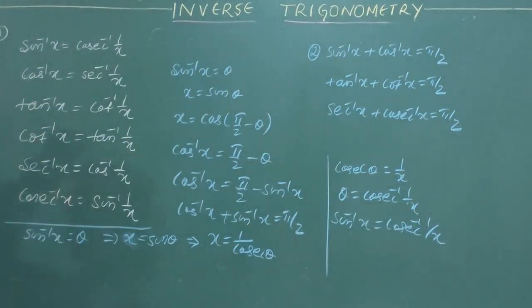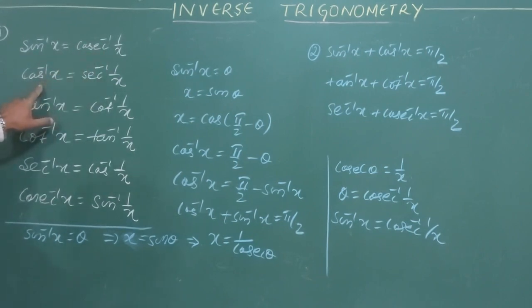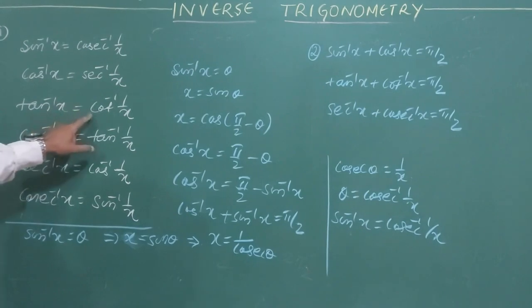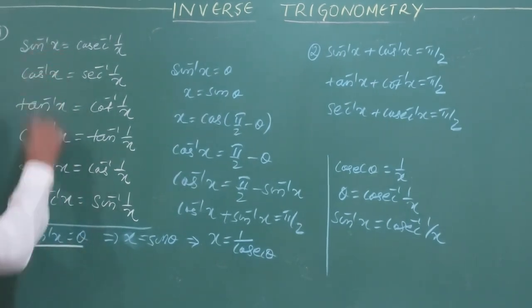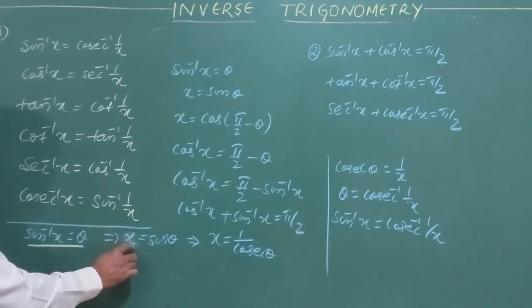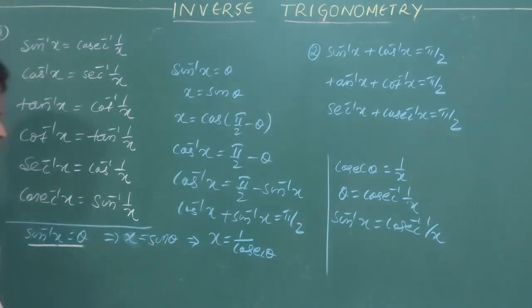So the first set of formula: sin inverse x is equal to cosec inverse 1 by x, cos inverse x is equal to sec inverse 1 by x, tan inverse x is equal to cot inverse 1 by x. It is also written here. One proof I have given. What is that proof? Consider sin inverse x is equal to theta. Then x is equal to sin theta. Apply sin to both the sides.